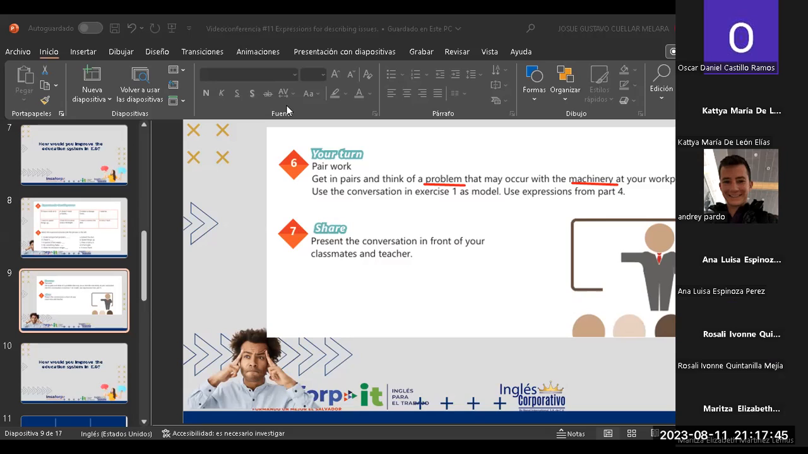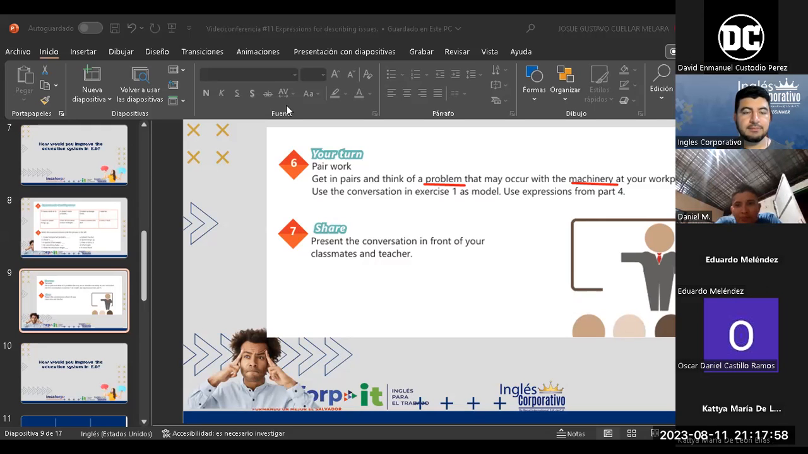Okay, let's listen to some of your points of view. Daniel, please, could you mention one of the machinery problems that you may face? Yeah, sometimes the computers are very slow because of the internet. Okay, you consider that the internet is the only problem? Yeah. But the computers are okay. The main problem is the internet. Yeah, usually happens. Thank you.